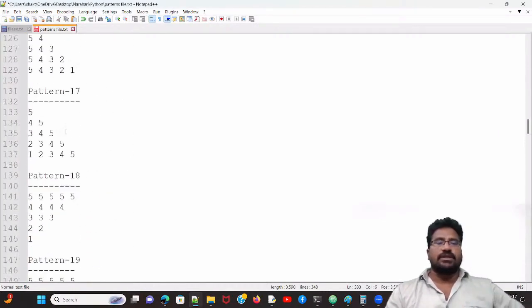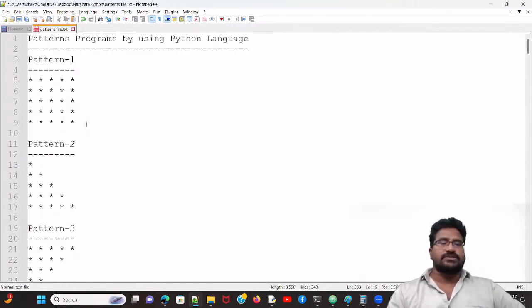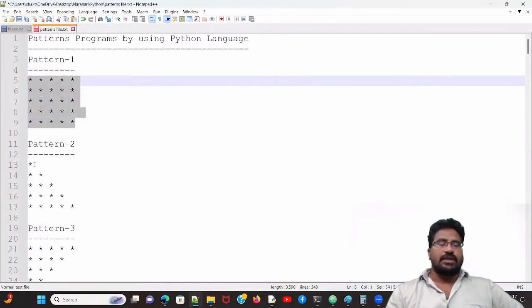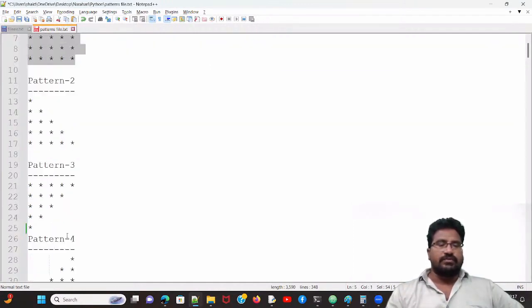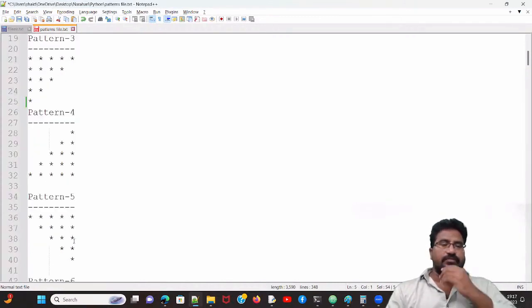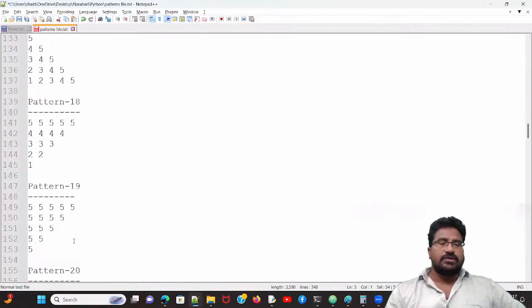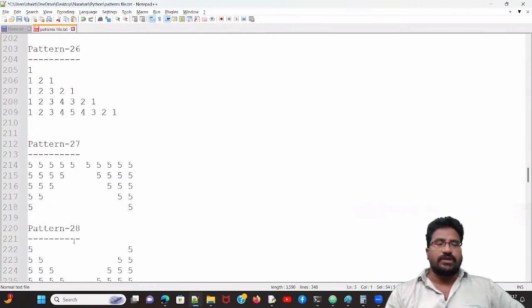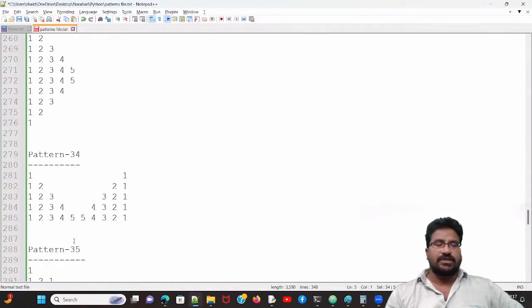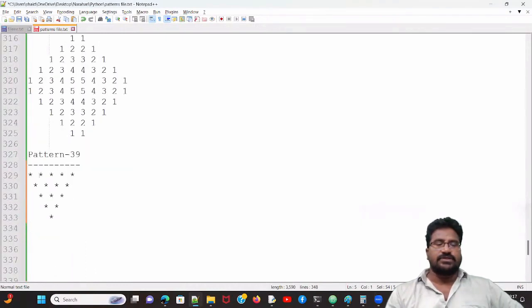Normal because initially we did some patterns with stars. It is normal. Which one? First 1, 2, 3, 4, 5, or 5, 4, 3, 2, 1. But here this is different now. If you observe the above star patterns and this pattern, there is a difference here.